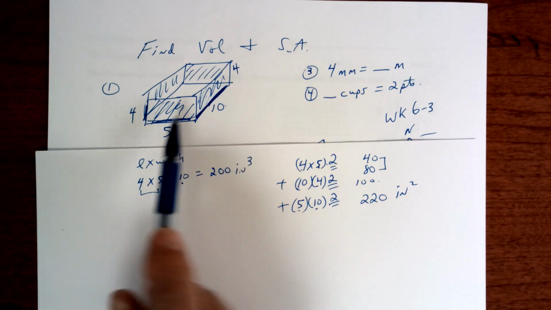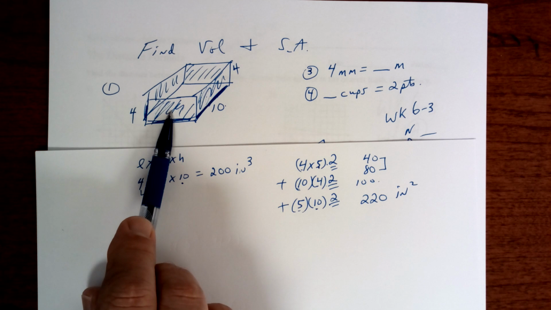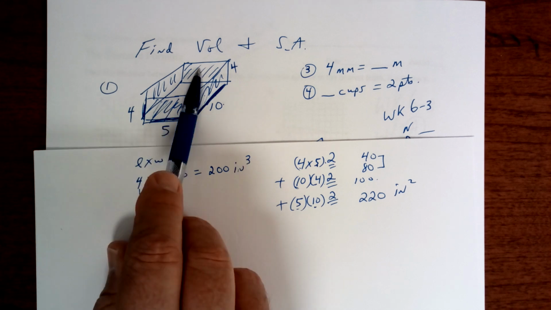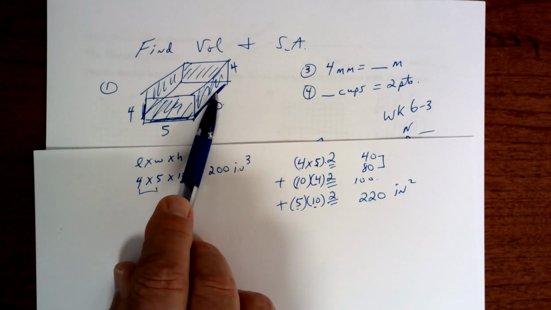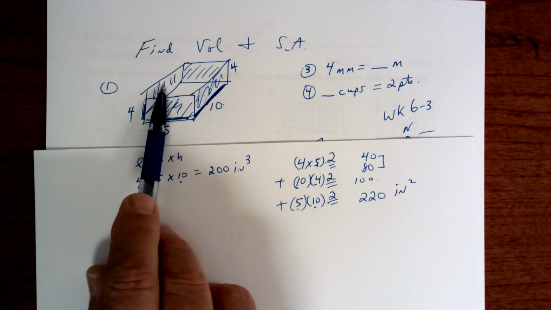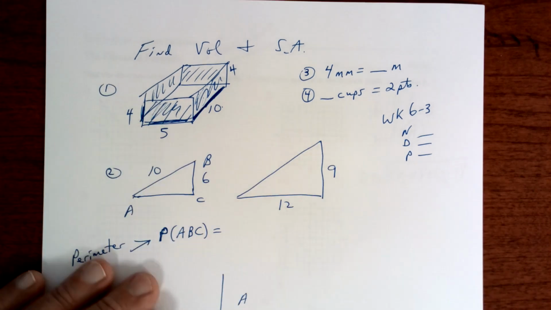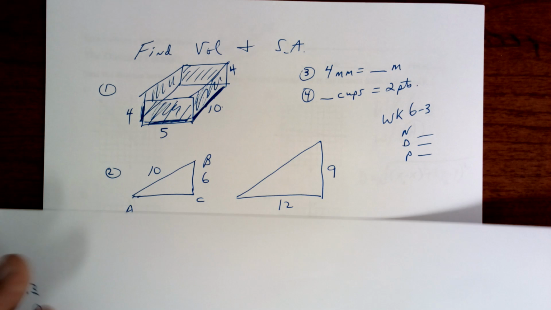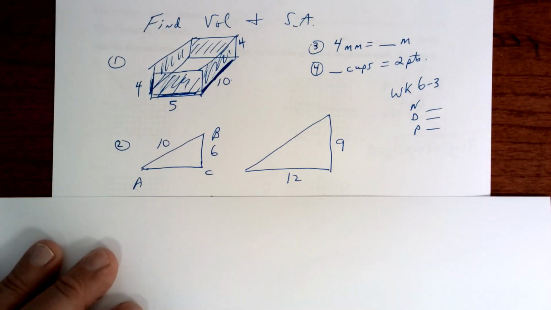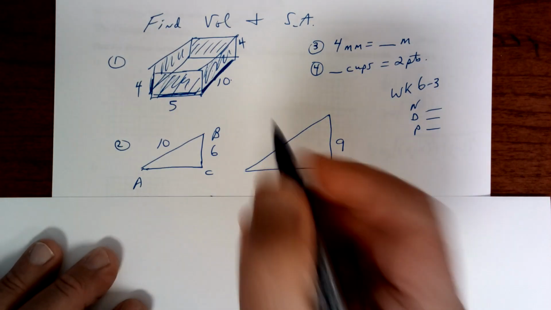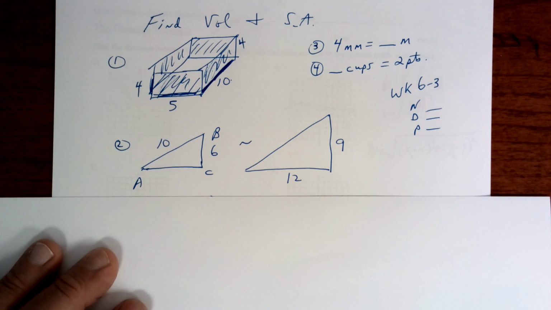you have the front, which is the same as the back. The right side, which is the same as the left side. All right, let's keep moving. This one right here, they don't tell you that it's a right triangle, so Pythagorean's theorem would be out. But what they tell you is they're similar. That means the sides are proportional, okay?